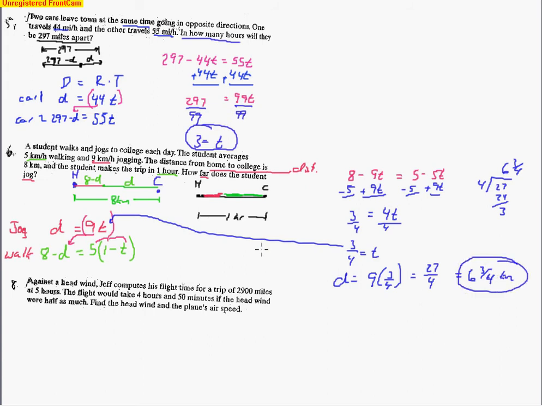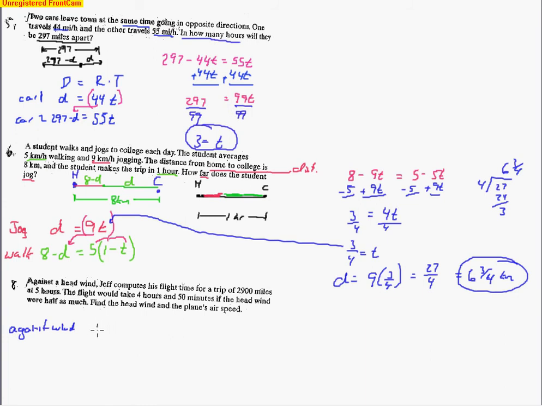Well, let's take a look at our next one here. Against a headwind, Jeff computes his flight time for a trip of 2,900 miles at 5 hours. So this is against the wind. So whenever we're going against the wind, it's going to take us longer to get there.